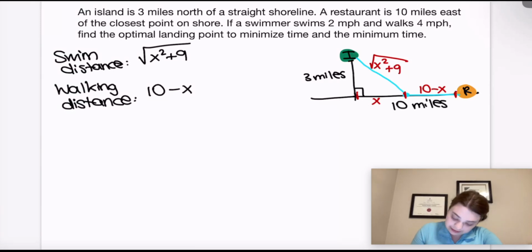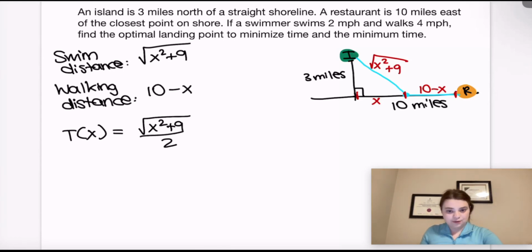So let's write the equation for the time. The time is going to be the swim distance divided by 2, right? Because it's 2 miles per hour. And then we're going to add that to the walking distance over the walking speed, which is 4 miles per hour. And so there we go.